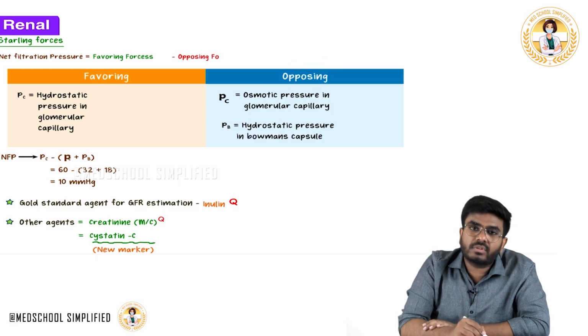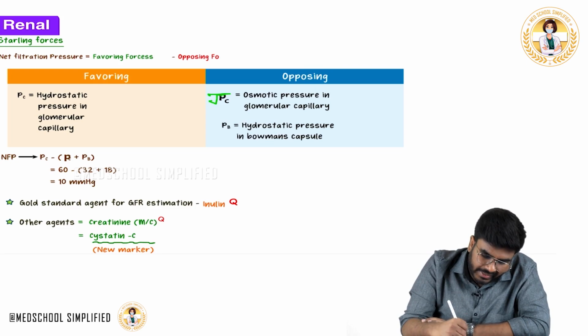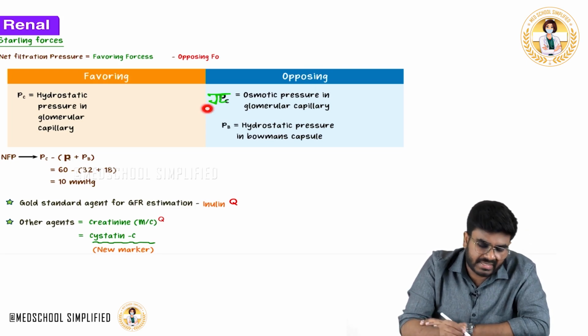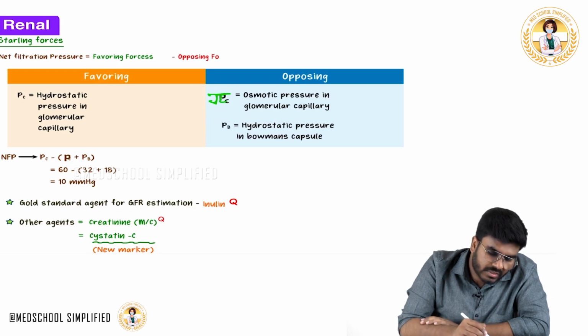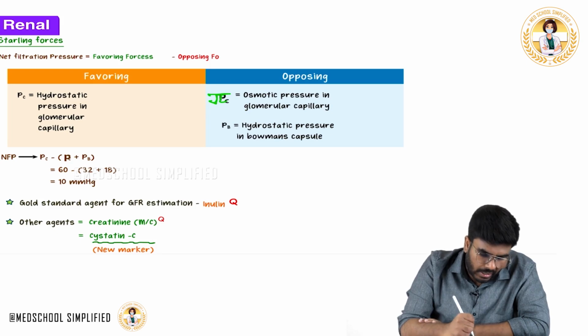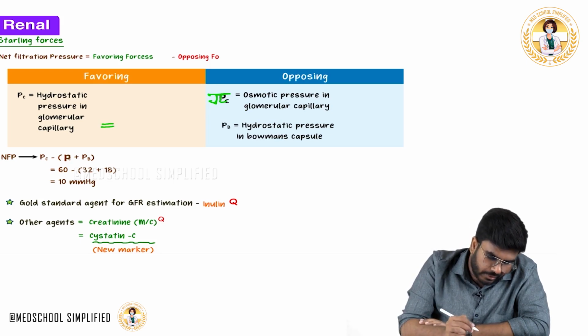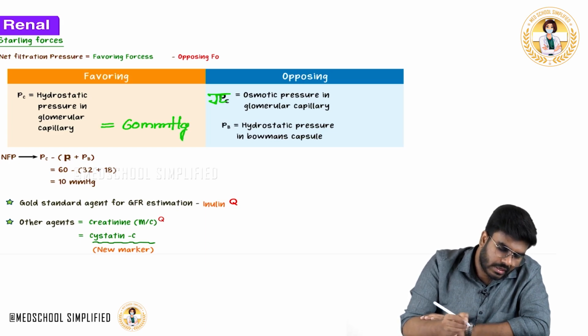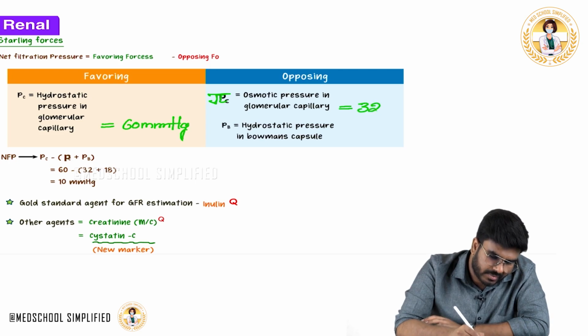Now what are the opposing forces? Opposing forces include the osmotic pressure, which is pi C. Pi C means the osmotic pressure in the glomerular capillary. Now, if you ask me the values, the hydrostatic pressure is 60 mmHg. The osmotic pressure in the capillary is 32 mmHg.